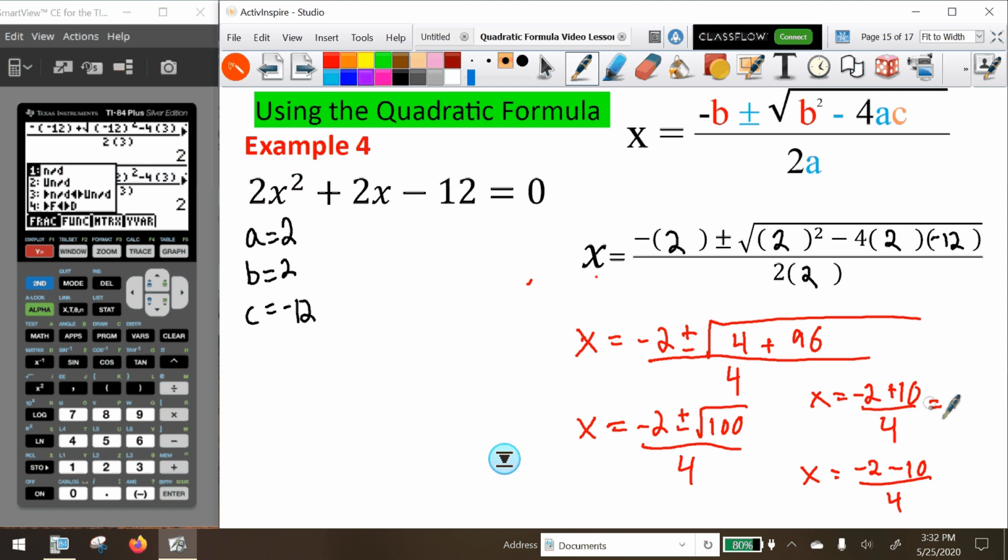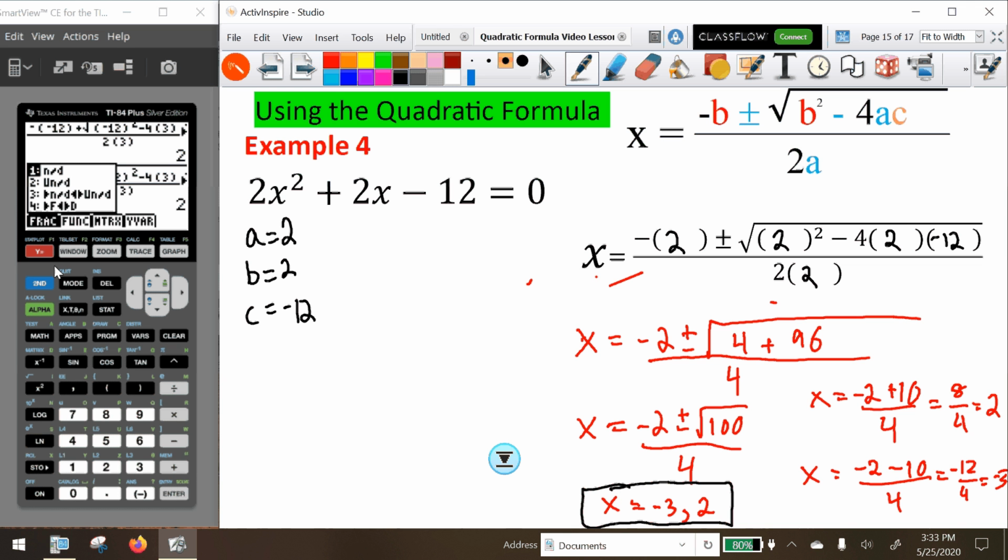So x is equal to -2 plus 10, which is 8, divided by 4, which is equal to 2. And the other answer is negative 2 minus 10, which is negative 12, divided by 4, which is negative 3. So our two answers to this problem: x is equal to negative 3 and positive 2. And that's typically how people write their answers. They just separate them by a comma. x is equal to negative 3, comma, positive 2.